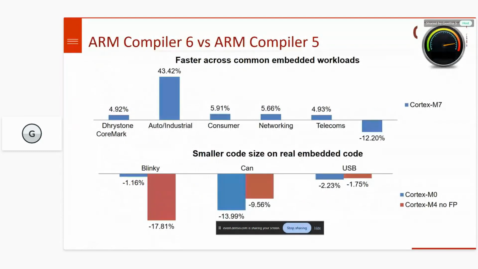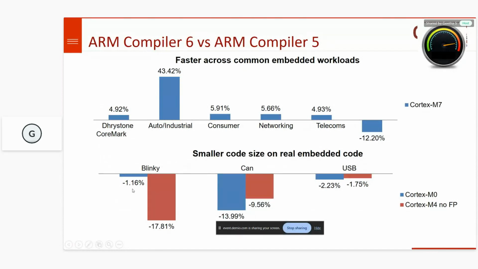So this is a comparison between ARM compiler 6 and compiler 5. As I told, here benchmarking is done across different workloads, whereas in compiler 5 benchmarking is done based on specific embedded code. If you take Dhrystone and CoreMark for Cortex-M7, you can see an increase of 4.92% compared to compiler 5. For automotive and industrial applications, the workload benchmarked on M7 is 43.42. Consumer is this much, networking, telecoms. So you can see it's positive everywhere.